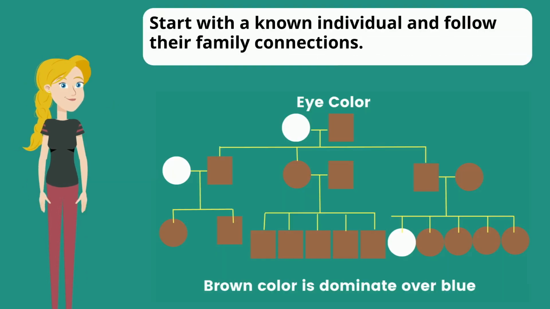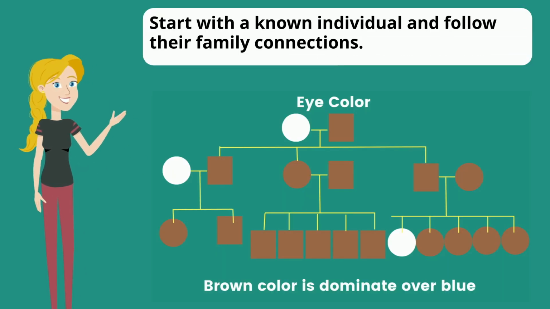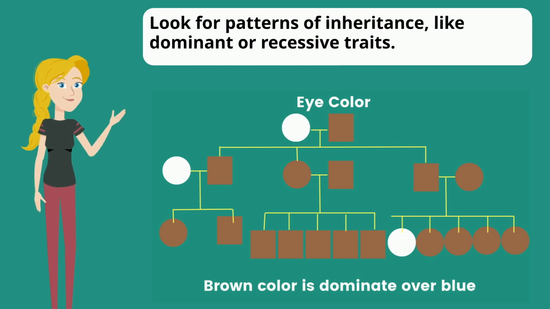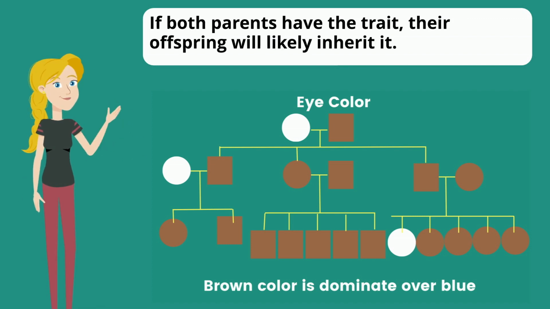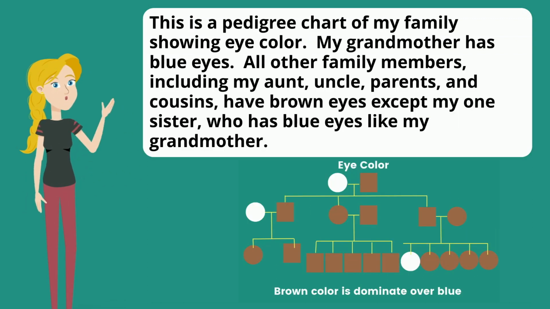So how do you use a pedigree chart? Start with a known individual and follow their family connections. Look for patterns of inheritance like dominant or recessive traits. If both parents have the trait, their offspring will likely inherit it.